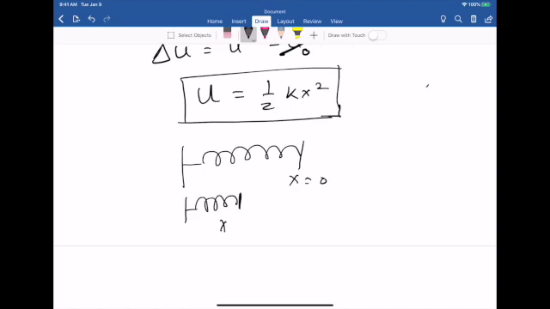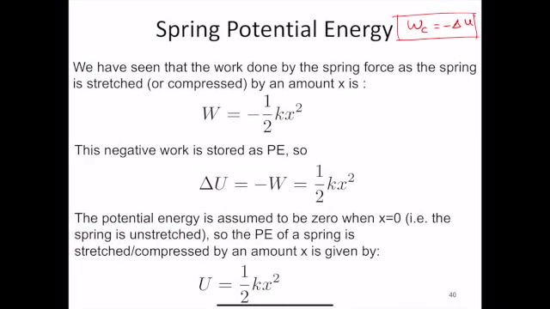So this equation here is giving us the potential energy of a spring which has been stretched or squeezed by an amount x. So it will have half kx squared joules of potential energy. All right. The next, so that is spring potential energy.